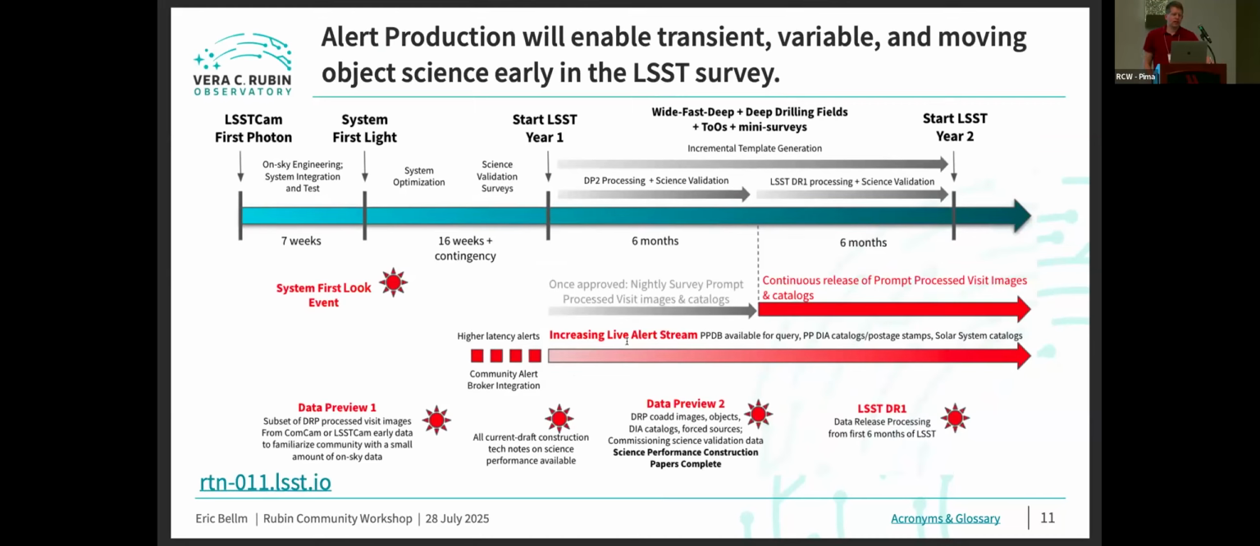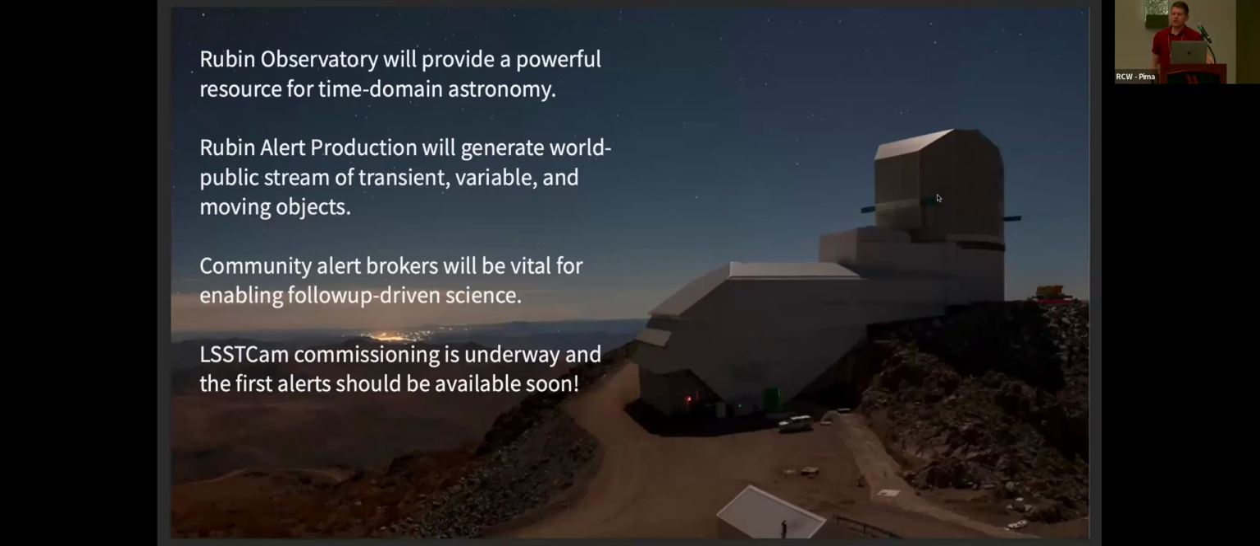So generally, I would say this graphic is a little bit old, but we're right on schedule. We're here at the end of system optimization, start of science validation surveys, looking at high latency alerts, community broker integration, and then working into an increasingly live, increasingly voluminous alert stream as we start the main survey. So I will stop there and take any questions. Thank you very much.